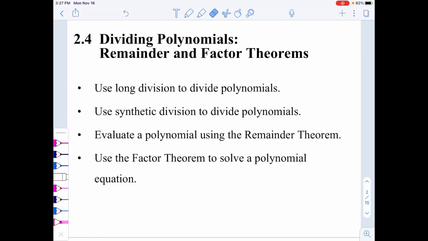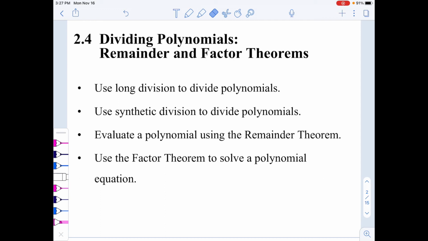Looking at section 2.4, we're going to be doing some dividing of polynomials. We're also going to look at the remainder and the factor theorems. So the first thing we're going to look at is using long division to divide polynomials. We'll use some synthetic division to divide polynomials. We'll evaluate a polynomial using the remainder theorem. And then we'll use the factor theorem to solve a polynomial equation.